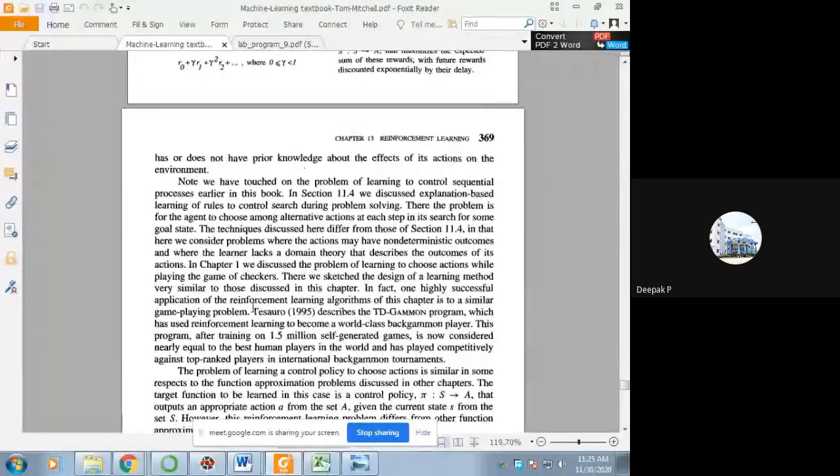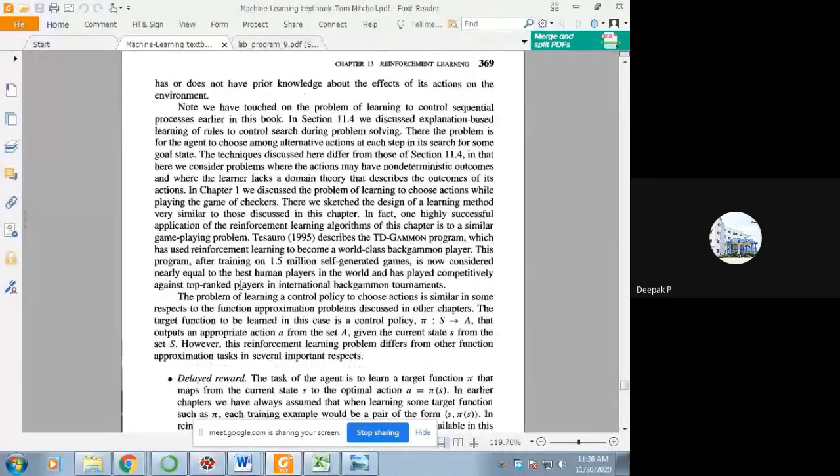This type of algorithm, the dynamic programming concept, was applied by the scientist Tesauro. He solved the problem called the backgammon program, where reinforcement learning was applied against world-class backgammon players. The program was trained on around 1.5 million self-generated games, and it was classified as equal to the best human players in the world. When they played competitively, the top ranked players were defeated by the system. Hence this concept came into existence.